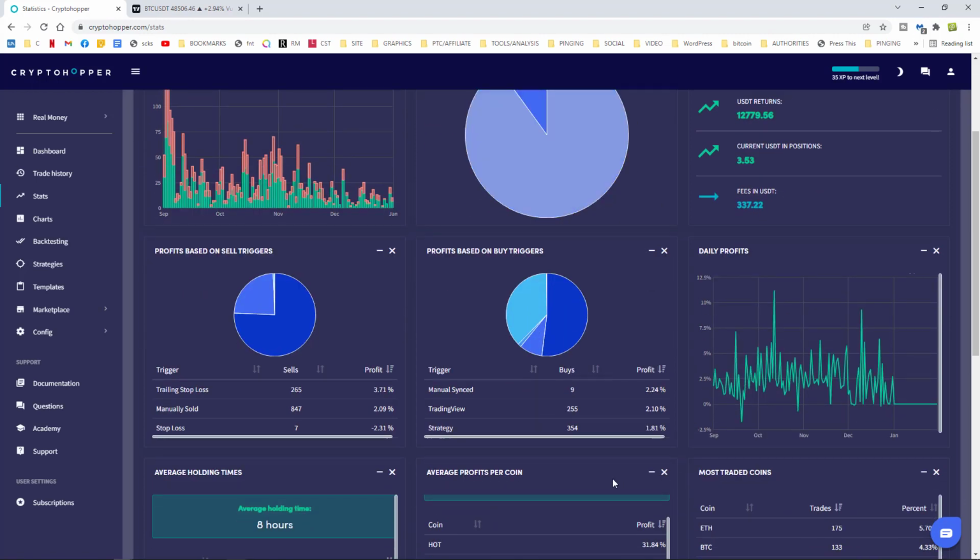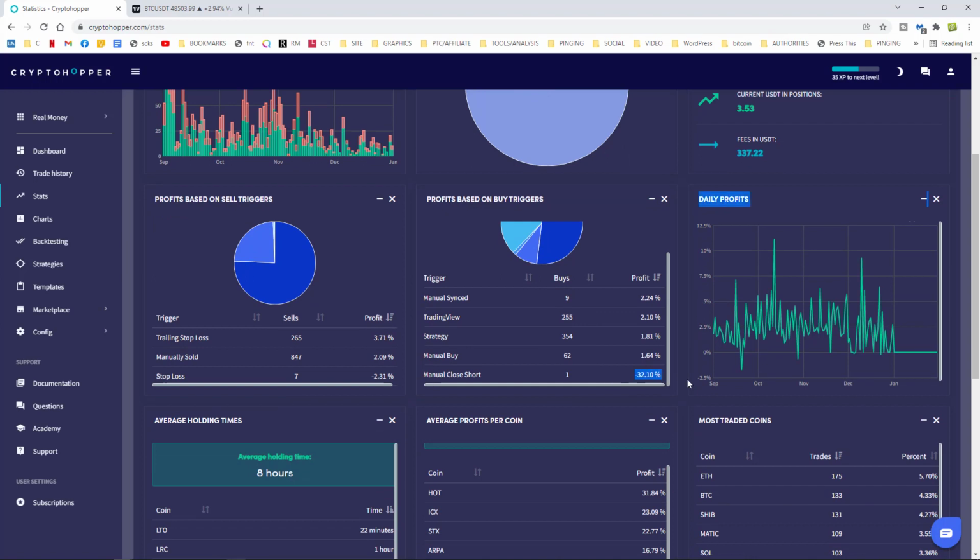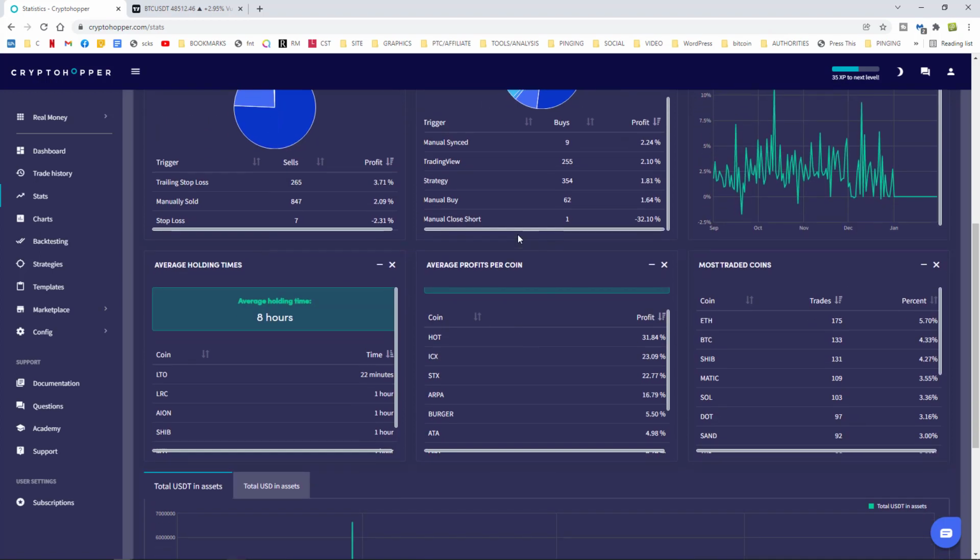Main synced minus 32, and I was experimenting with shorting. Still don't know how to use that. HOT 31% profit. That was a good one. ICX 23%. See, things can go up way beyond what you put your trailing stop loss to if you give it enough wiggle room.